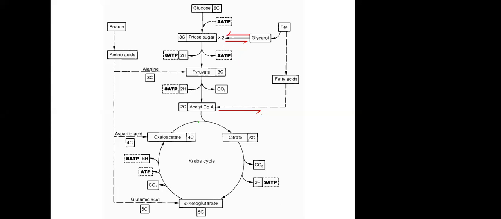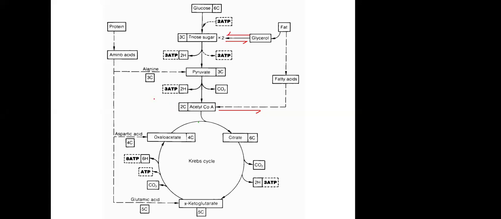So what happens is that for proteins, we have different types of amino acids. If you remember, 20 different amino acid types. Now, the amino acid types are divided into two broad categories. We have what we call the essential amino acids and the non-essential amino acids.